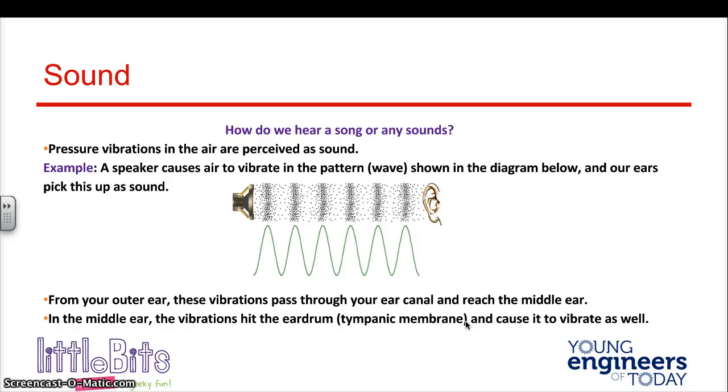How do you hear a song or any other sounds? Pressure vibrations in the air are perceived as sound. A speaker causes the air to vibrate in the pattern, which is the waves shown below in the diagram, and your ear picks up the sound. From your outer ear, these vibrations pass through your ear canal and reach the middle ear.